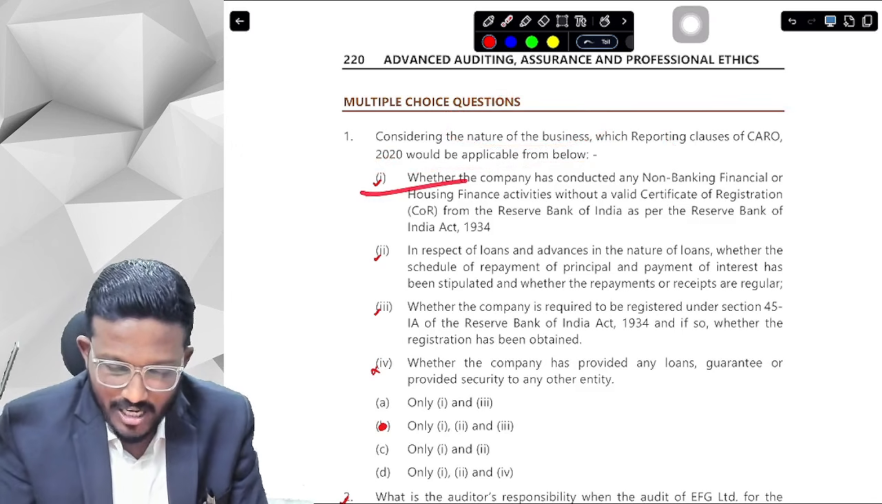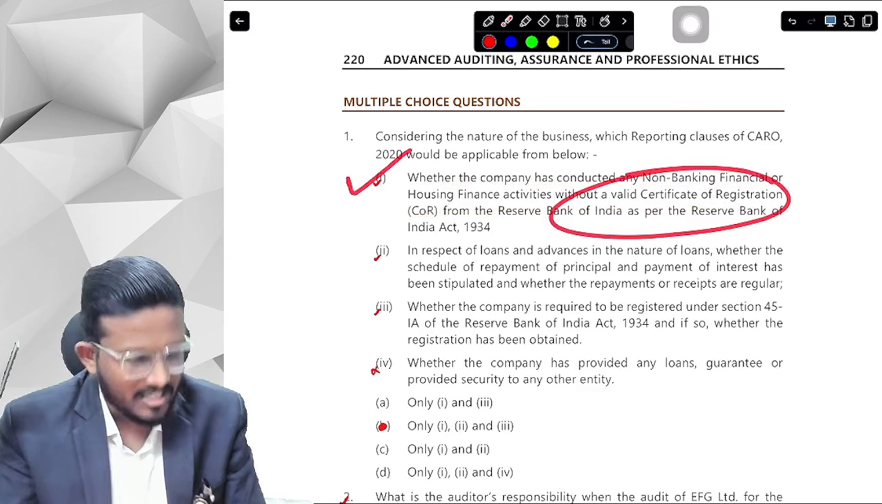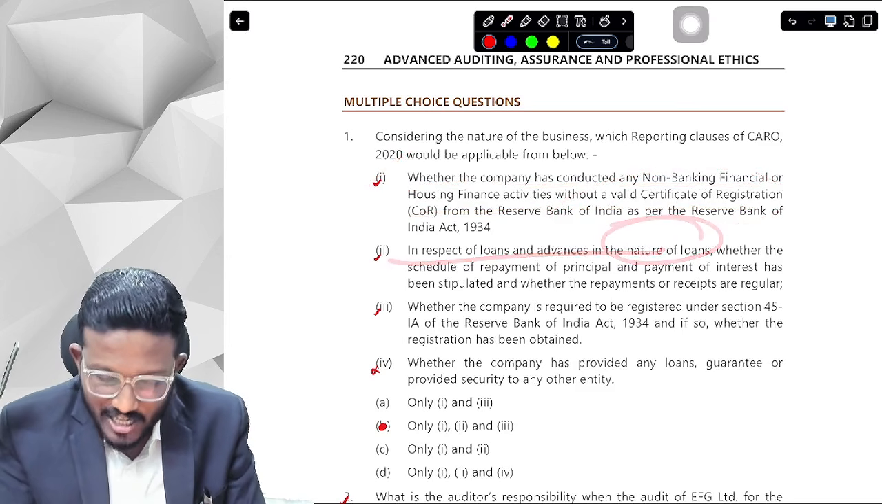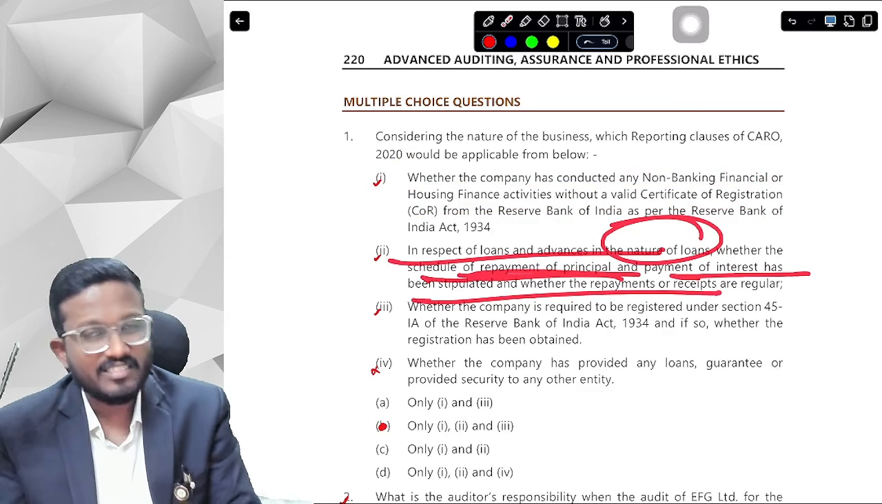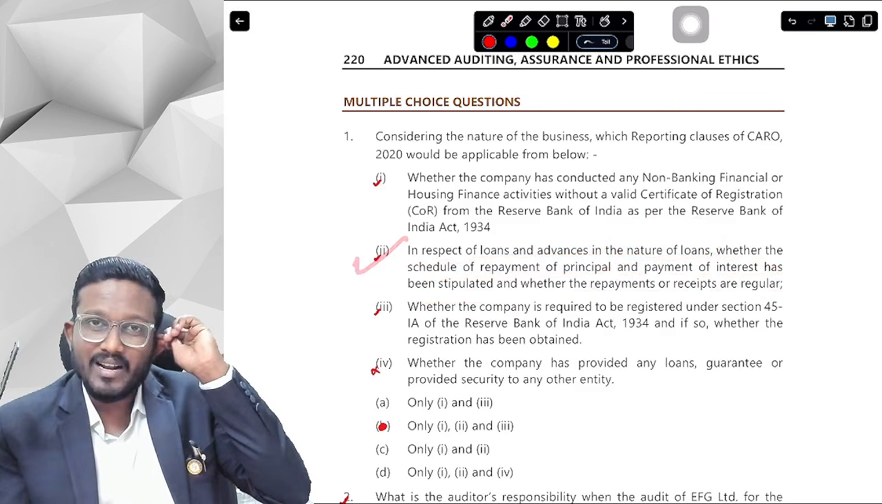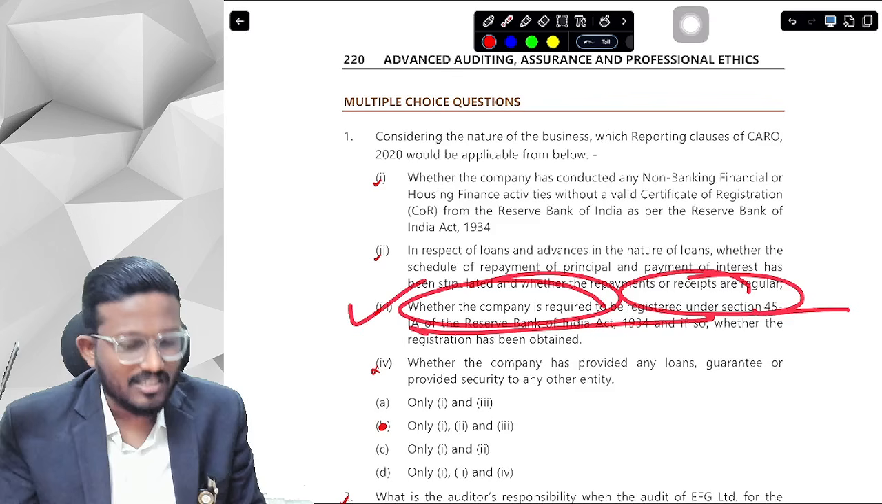First of all, we have to check whether the company has conducted any NBFC or HFC business without any certificate of registration. Yes, sir, we have to check that. Secondly, in respect of loans and advances in the nature of loans, whether the schedule of repayment of principal and payment of interest has been stipulated, and whether the receipts or payments are regular. This is also applicable to NBFC. Next, whether the NBFC is required to register under section 45-IA. This is also we have to report.